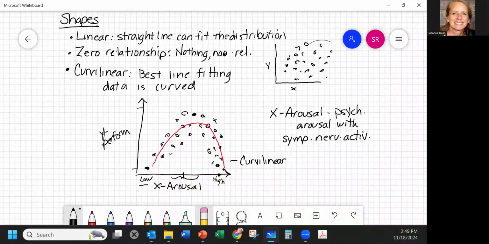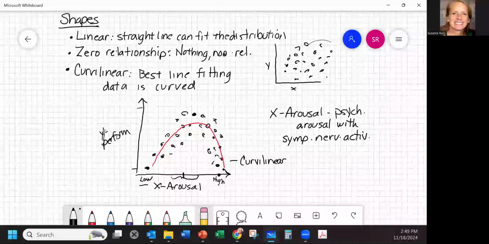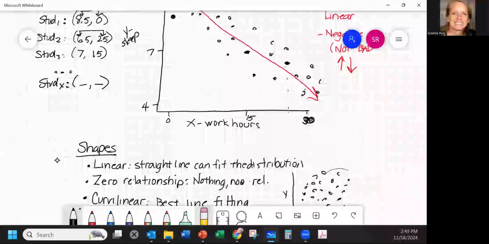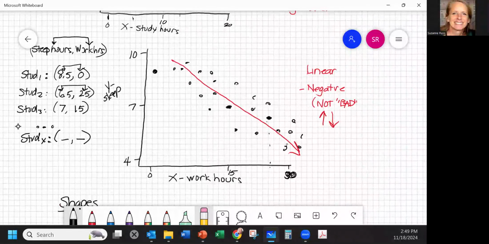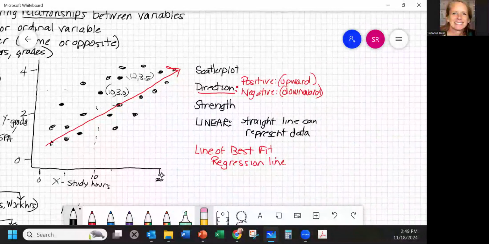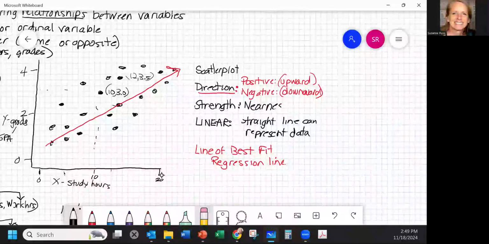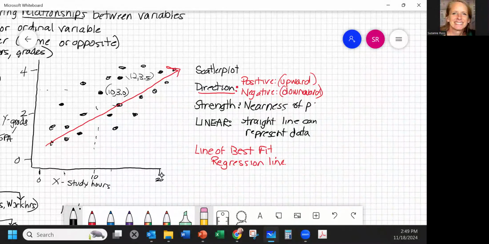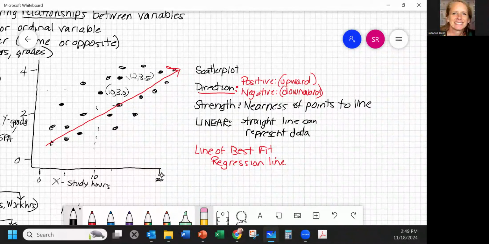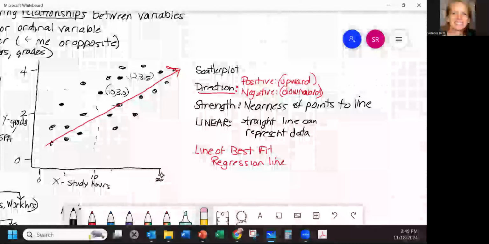Now, we are able to also detect the strength of a relationship like this. And strength is determined by how close the points are to the line of best fit or to the regression line. So let's write a little bit here. Strength is the closeness, nearness of points to the line. All right, so it might look something like this.